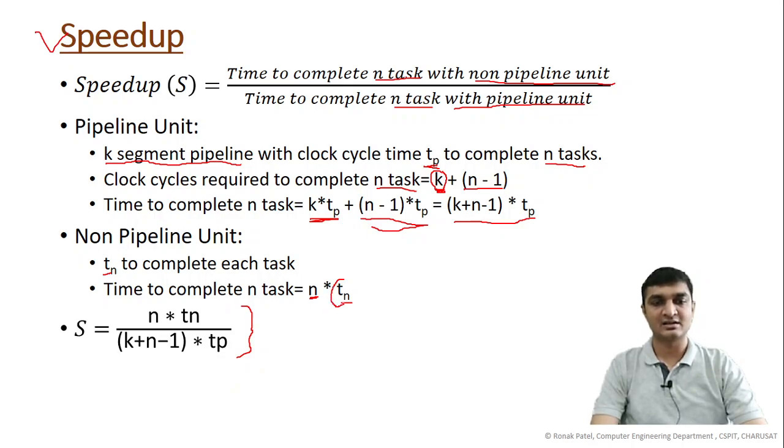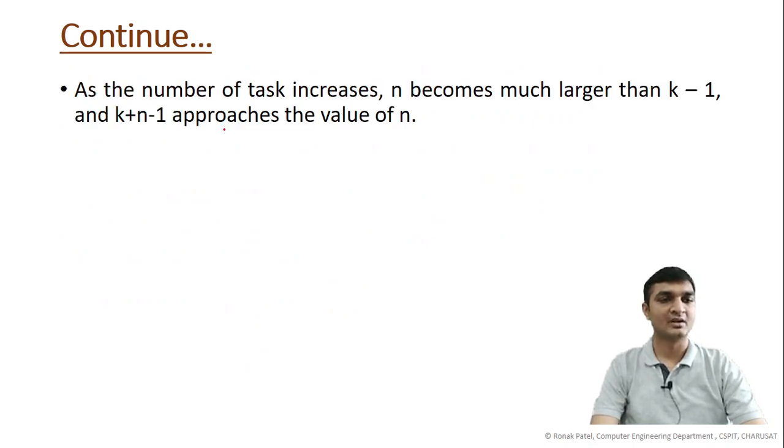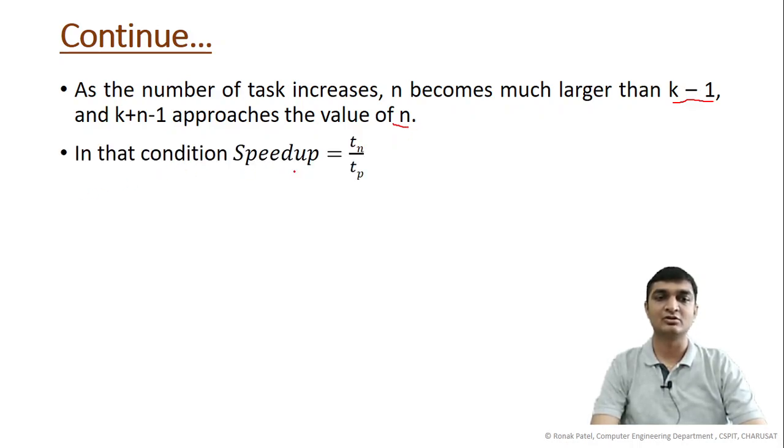Okay, so this is the equation. tn is the time to complete one task, tp is the clock cycle time. Now, as the number of tasks increases, n becomes much larger than k minus 1, and k plus n minus 1 approaches the value of n. So that k minus 1 is negligible, you can neglect it. In that condition, your speed up becomes tn upon tp. tn is the time to complete one task, tp is the clock cycle time.